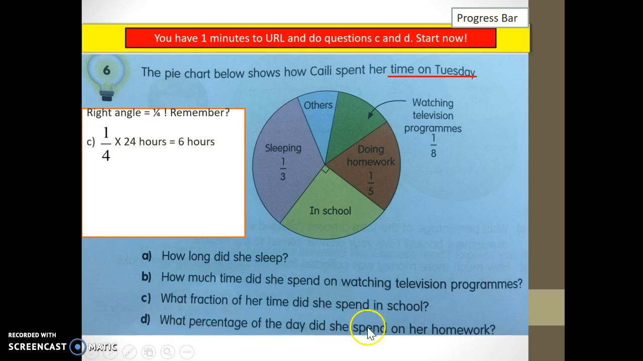Next, look at part D. What percentage of the day did she spend on her homework? Homework is 1/5. Well, 1/5 times 100%. Remember, a pie represents 100%, and you get 20%. Now today, I promised you that I'll go through pie chart. I promised you that we'll go through things that there will be angles in pie chart, there will be percentages in pie chart, and there will be fractions in pie chart. I've done what I promised.